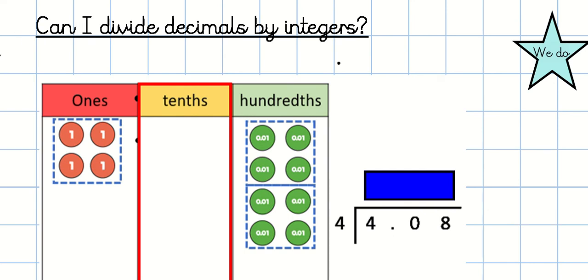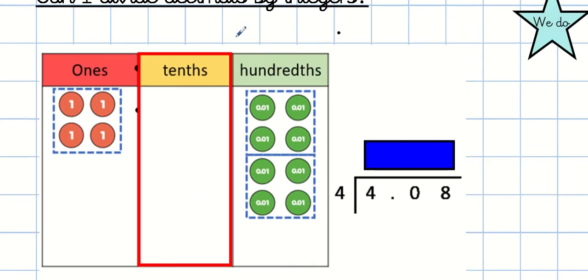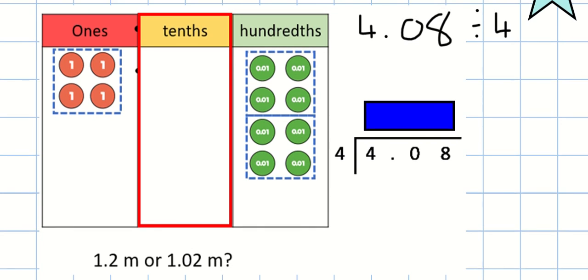If I'm looking at my next question, here I'm doing 4.08 divided by 4, because I can see that from my bus stop. 4.08 divided by 4. And here you can see that I could use the same technique on a place value grid. So I've represented 4.08 on a place value grid.